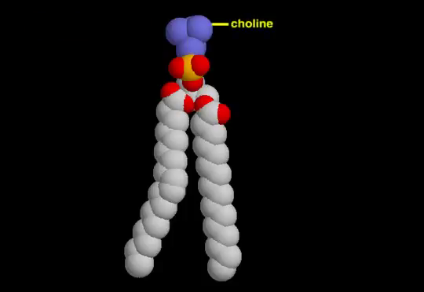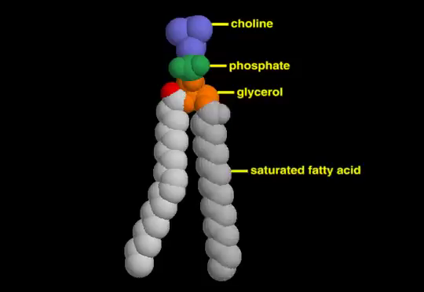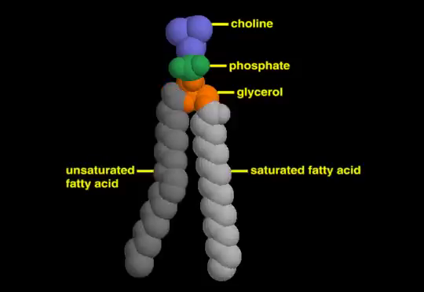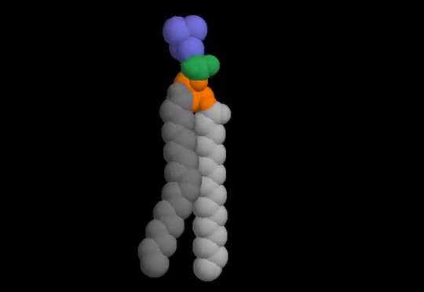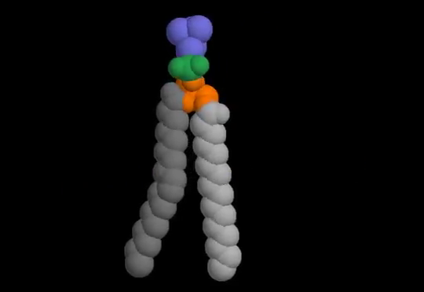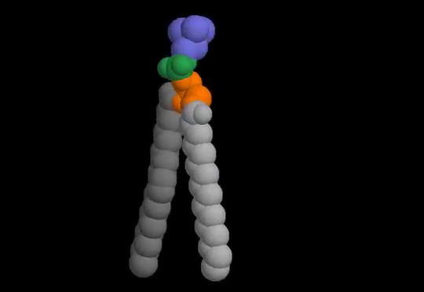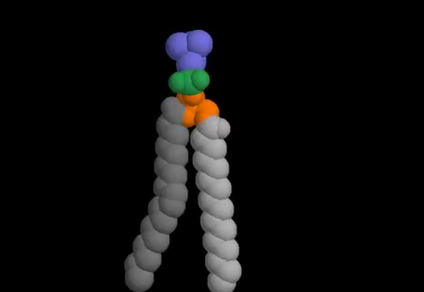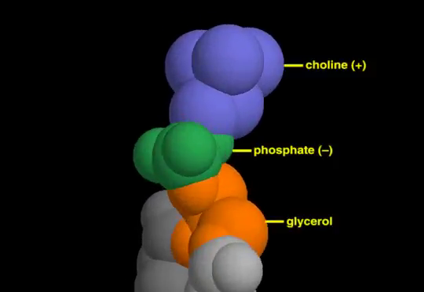Phospholipids contain a head group, choline in this case, that is attached via phosphate group to a 3-carbon glycerol backbone. 2 fatty acid tails are attached to the remaining 2 carbons of the glycerol. The head groups and the phosphate are polar, that is, they prefer to be in an aqueous environment.